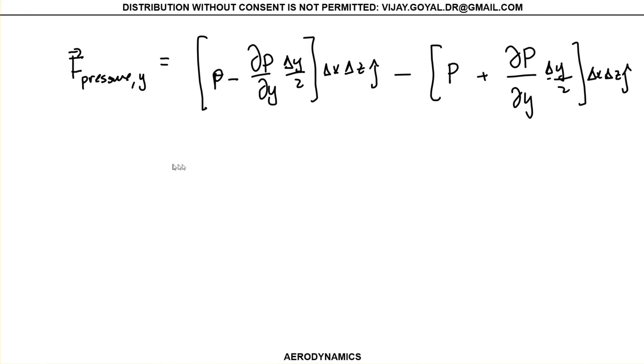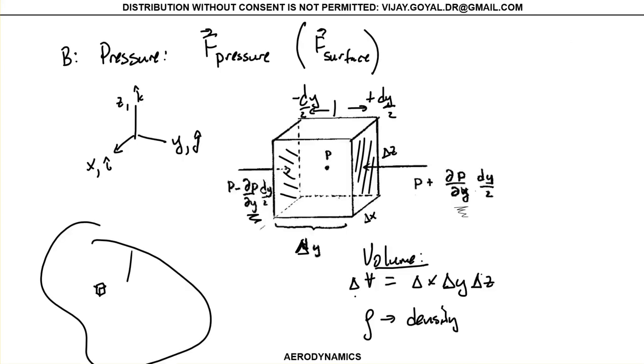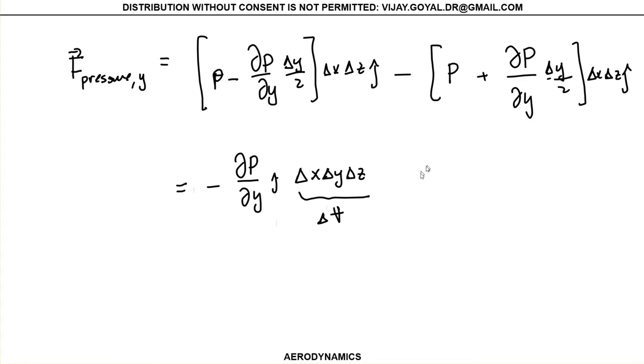So you can simplify the whole thing, and I will let you do the math and show that at the end of the day, the result that you get is partial of p with respect to y in j, and you get delta x, delta y, delta z. All this is nothing else than a delta V. This comes from the fact that this is my volume, and then this whole thing equals minus partial of p with respect to y in j, delta V. Now you can show that this is all in the y direction.